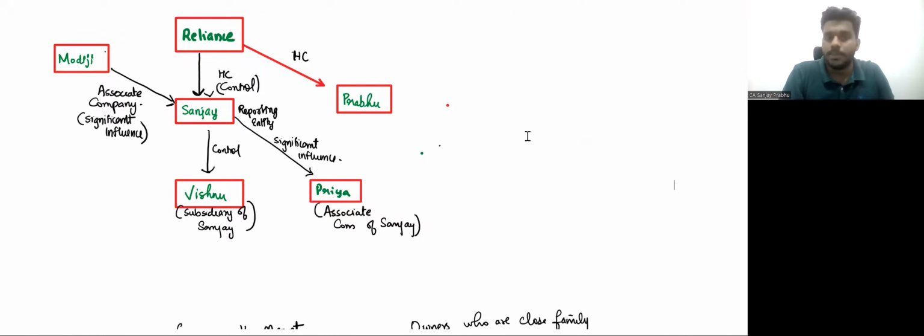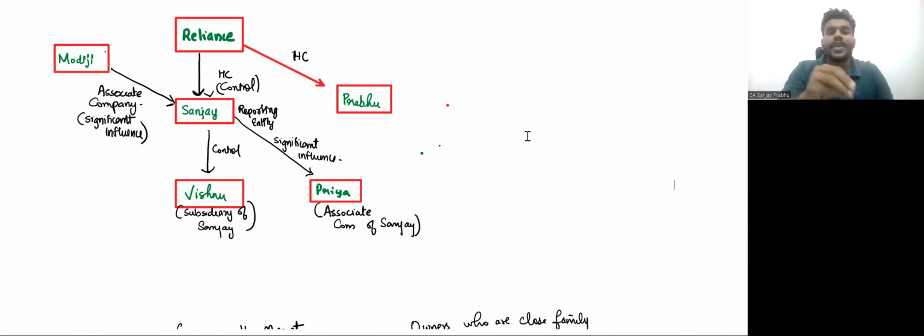Now let's see Modiji Limited. This Modiji Limited is the associate company of Sanjay. That means Modiji can exert significant influence over Sanjay, right? That means Modiji and Sanjay are also related parties. So any entity which has control over the reporting entity or significant influence over the reporting entity, they are related parties. Both are related parties.